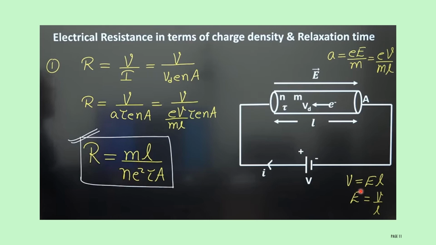Then you know V equals EL, then E equals V by L. Substitute this value in this formula, then you will get eV divided by mL. Then substitute this acceleration value in the formula, V divided by (eV divided by mL) tau e n A. V and V get cancelled, then e e becomes e square. Then R equals mL divided by n A e square tau. You have to remember this formula, resistance equals mL divided by n e square tau A. This formula is very very important. In the exam they will ask problems based on the resistance.